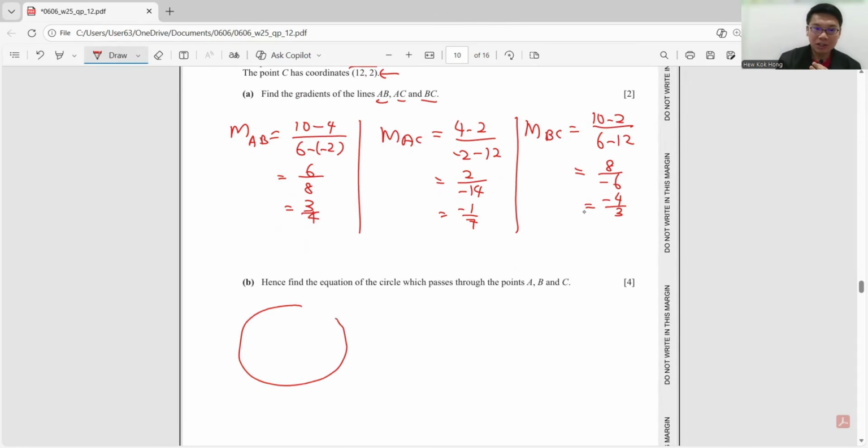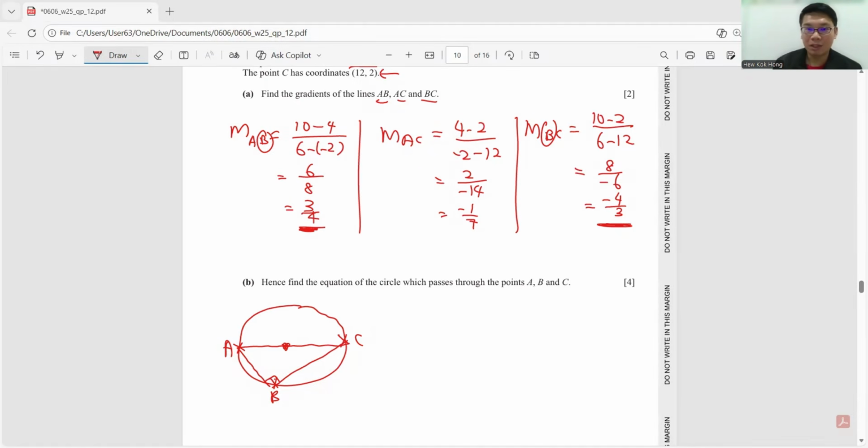Since we know the circle passes through A, B, C, and this gradient and this gradient show they are perpendicular to each other, we can confirm the common point is the point that has the 90 degrees. So AB and BC form 90 degrees, so we can confirm AC is the diameter. This is the concept that we already learned under maths.